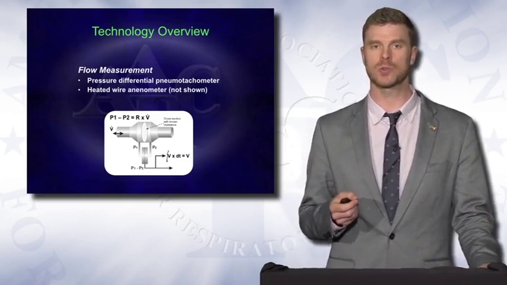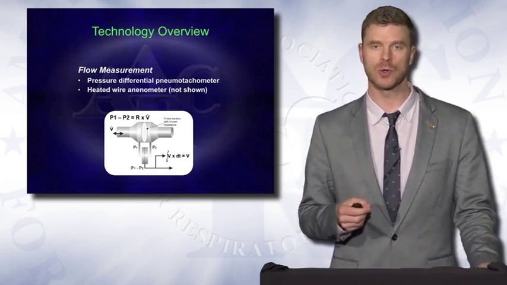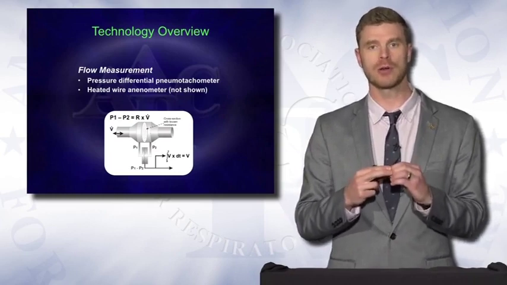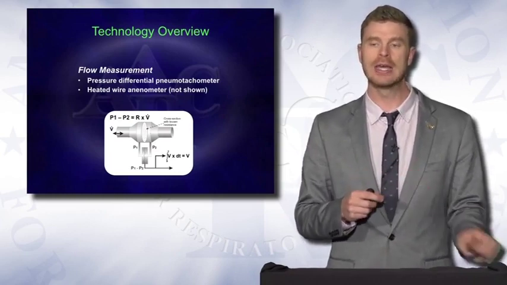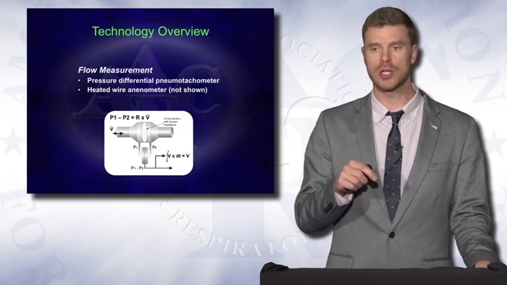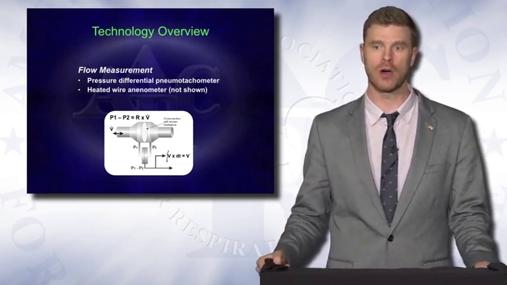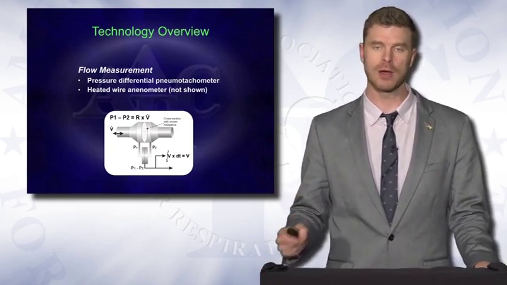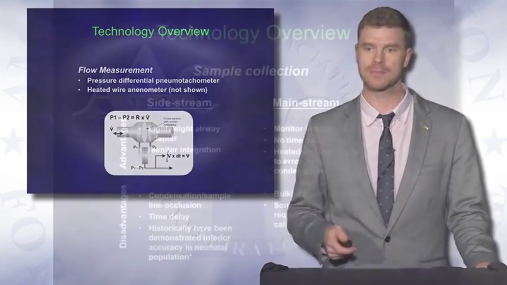Typically, these devices will look at a pressure drop. So we're going from a larger diameter to a smaller diameter inside this pneumotach. And the pressure drop that we note is going to be correlated with the volume, or really the flow, which we can then back calculate the volume in our patients.